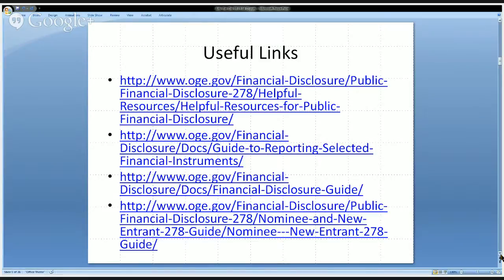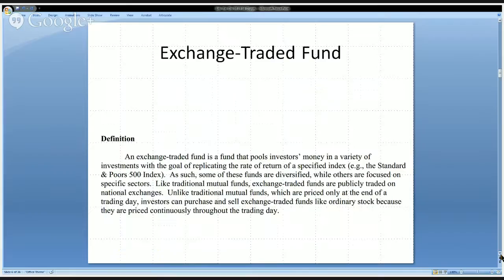I agree, Patrick. And with that, should we start talking about exchange-traded funds? Yes, let's do that. So exchange-traded funds have become more common over the past few years. And again, we have to understand what the instrument is before we can start talking about how it ought to be disclosed and how we should analyze it for conflicts of interest. Ask yourself, have I seen an exchange-traded fund recently on a public financial disclosure report or a confidential report?